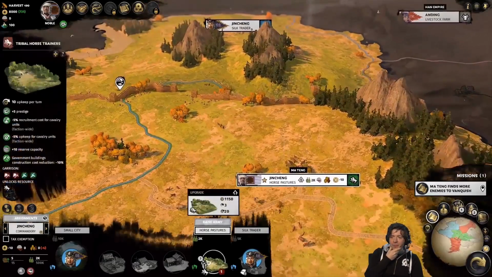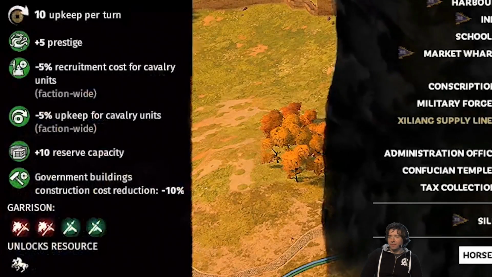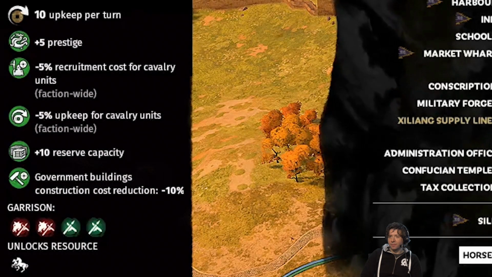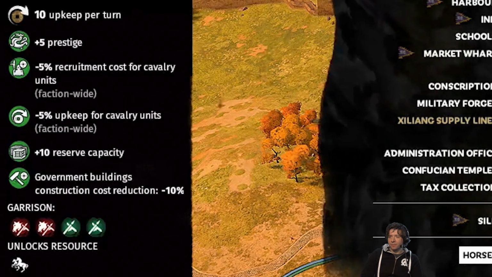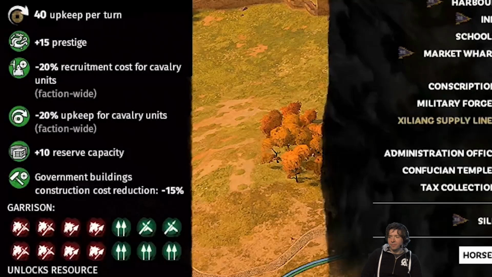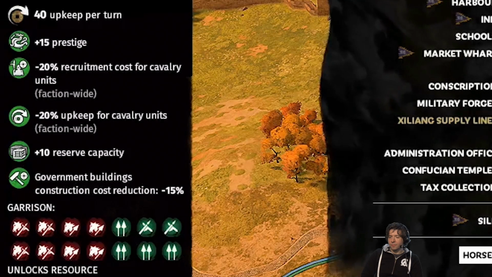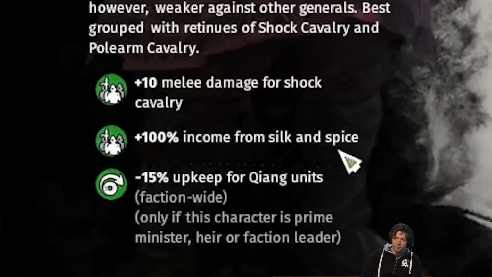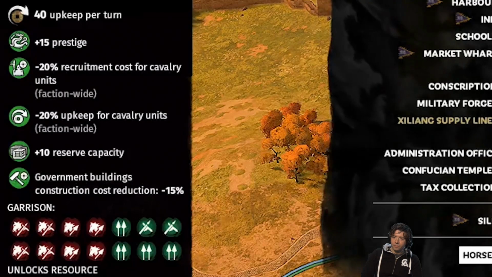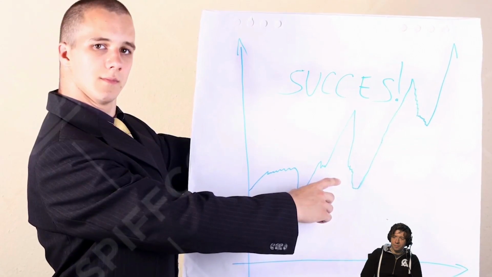Well, that's because horse pastures are very unique. As we can see, just having one of them reduces the recruitment cost of cavalry units by 5% and the upkeep of cavalry units by 5%. However, at the final level, it reduces the cost by 20%, meaning the upkeep of our horses and our Qiang cavalry is reduced by not only 15%, but increased to actually 35%. Quite good indeed, almost half the upkeep.